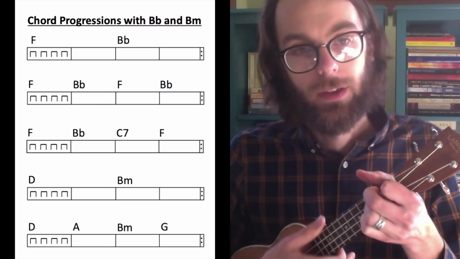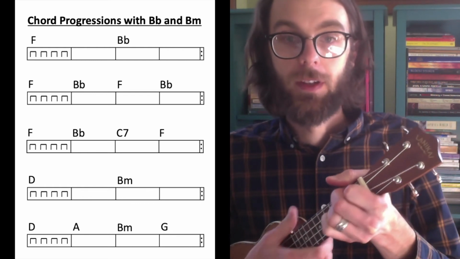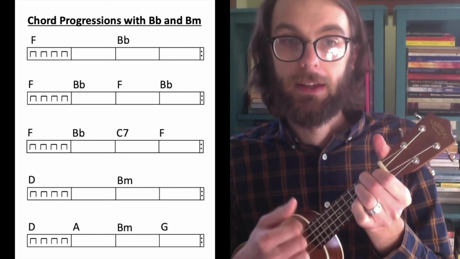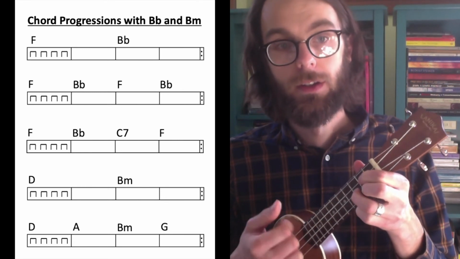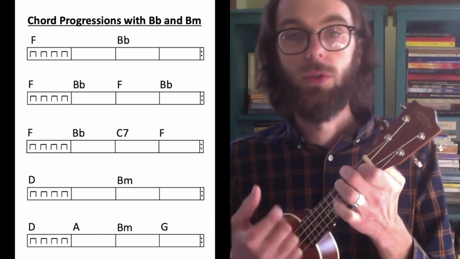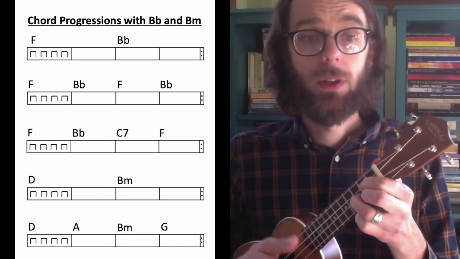This last one in the key of D is a common chord progression. I won't go into the details of that this lesson, but we're going to learn the exercise. It uses all 4 of those main chords in the key of D. So we have D, A, B minor, G.